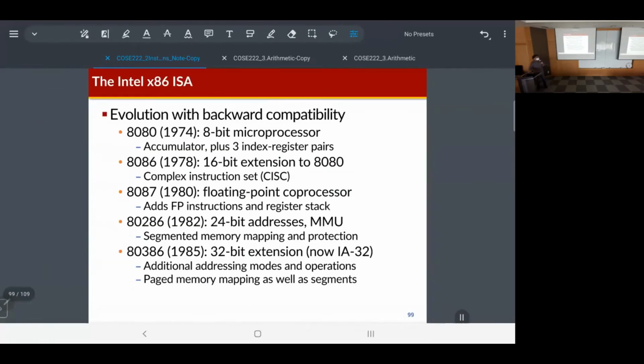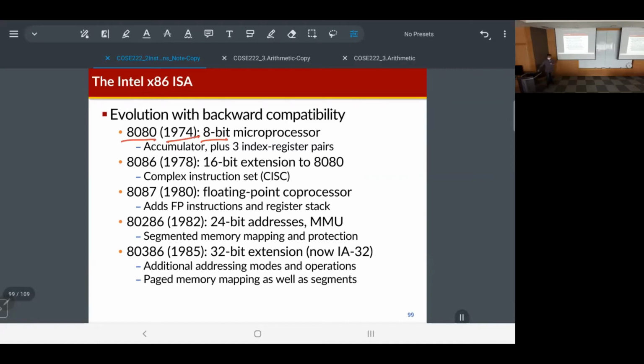Now let's see the history of the x86 ISA. This is a very old CPU, the 8080. It's an 8-bit CPU. As I mentioned, the x86 ISA is a very old instruction set architecture developed by Intel. Intel invented the 8-bit microprocessor, the first 8-bit CPU, called the 8080. And as you can see, in 1974, it's a very long time ago.